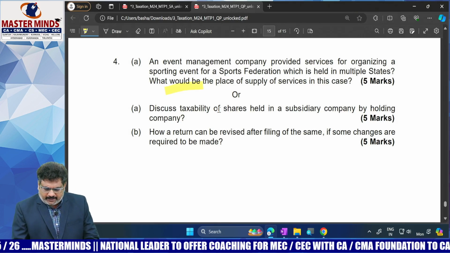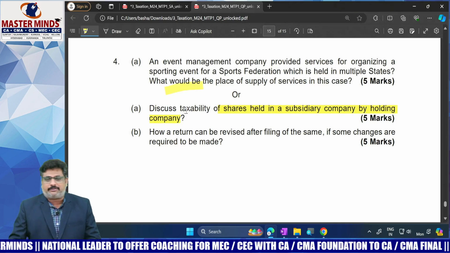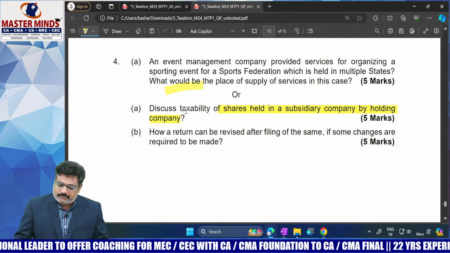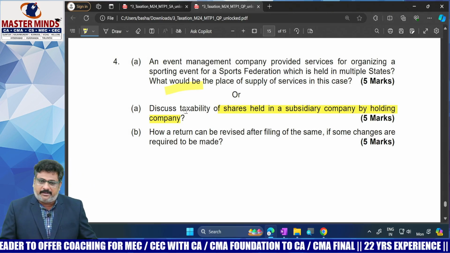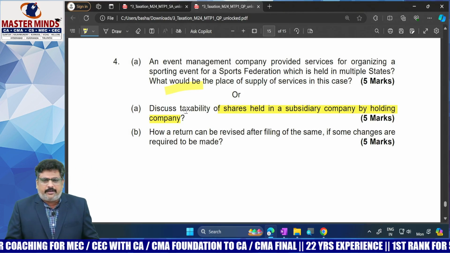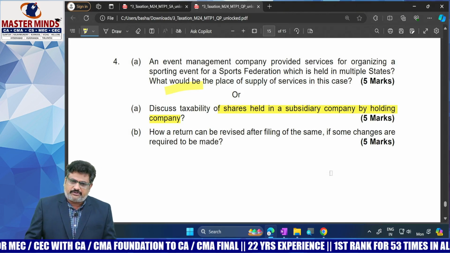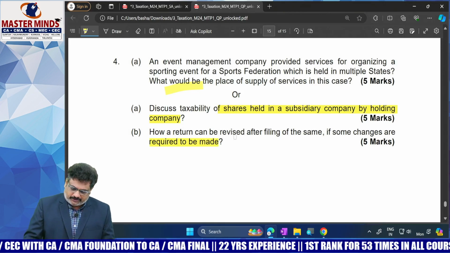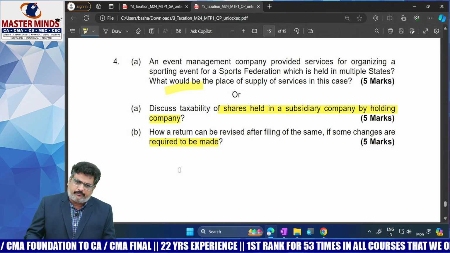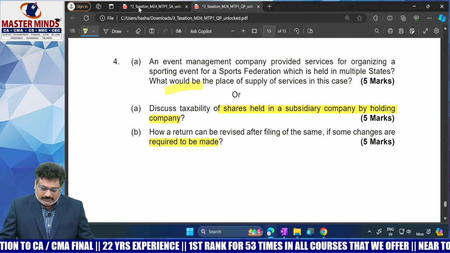Second one, taxability of the shares held in a subsidiary company by the holding company, it is an amendment. Questions can be asked based on amendments also. That's why I told you amendments are more important. Direct theory question: how can a return be revised after filing if some changes are required to be made? It is from the returns chapter. There is no concept of revision of return in our GST. Definitely we can do that by using amendment tables.